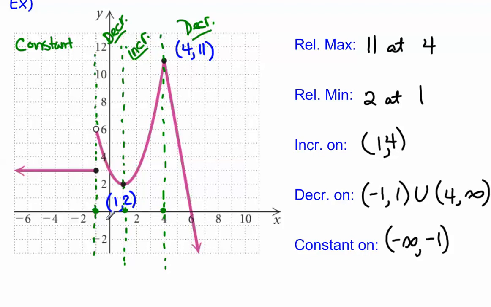Decreasing, well, prior to that and after that, so from -1 up to 1, union, from the 4 over here, as far as we can go, it's going to continue to decrease, so 4 to positive infinity. Again, we're reading left to right. And then the last thing, it's constant, well, just this very first section, so from negative infinity up to -1. And remember, for intervals of increase, we always use parentheses, we never include the endpoint.